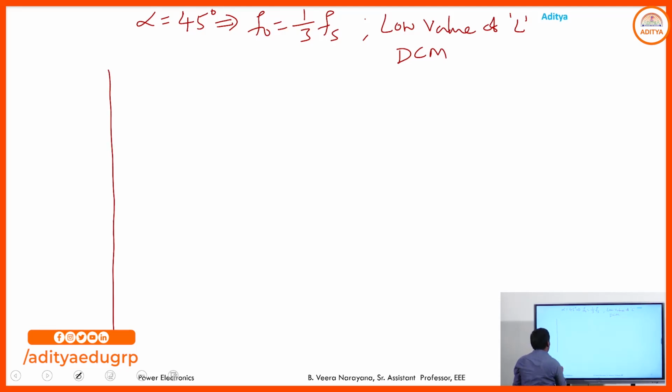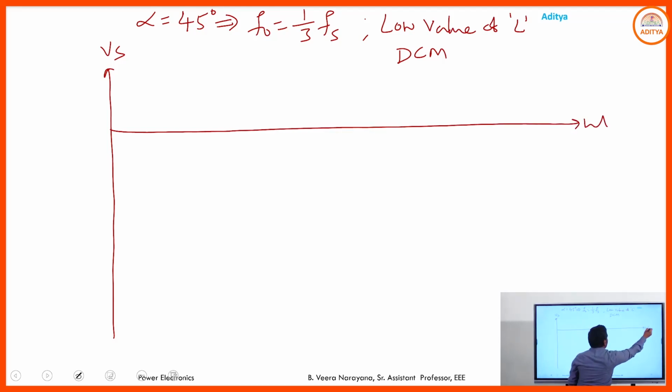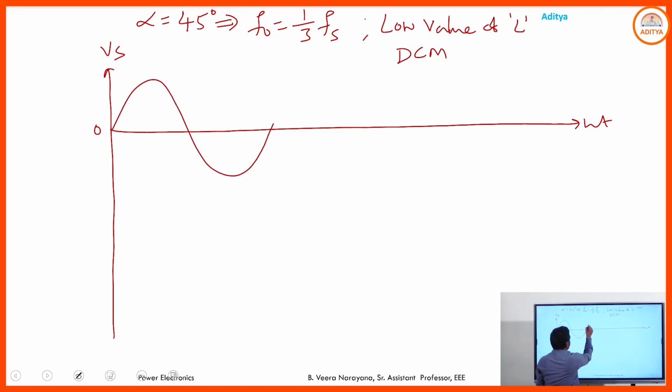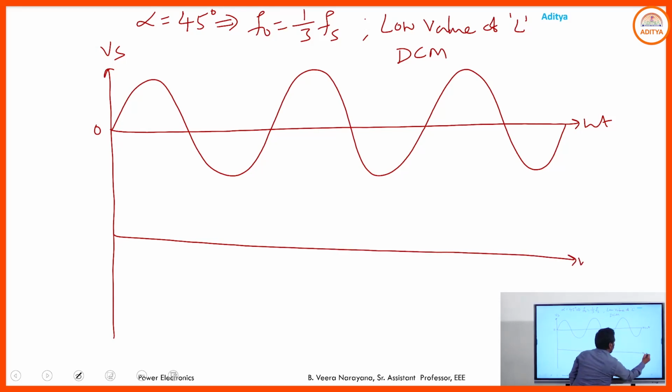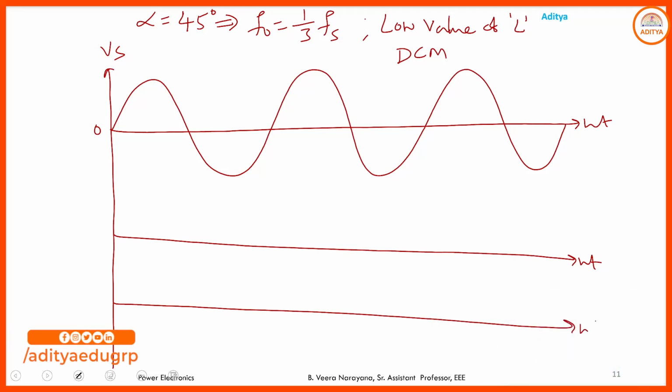So here the source. What is the meaning of F0 equals 1 by 3? 1 by 3 means that for completion of 3 complete cycles of the source, we get 1 complete cycle of output. So consider the 3 cycles of the source: 1, 2, 3. Here this is the representation of output voltage, and here this is the representation of the output current.